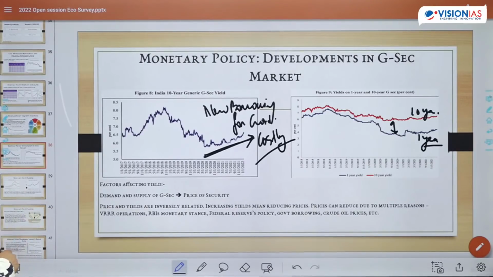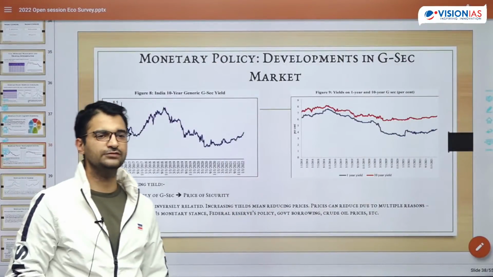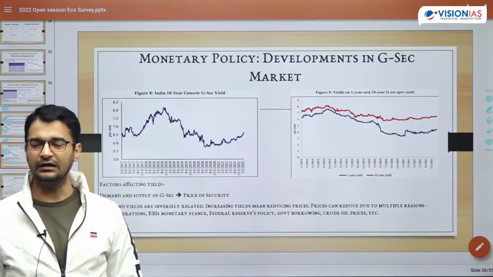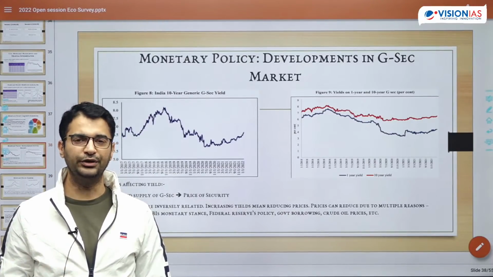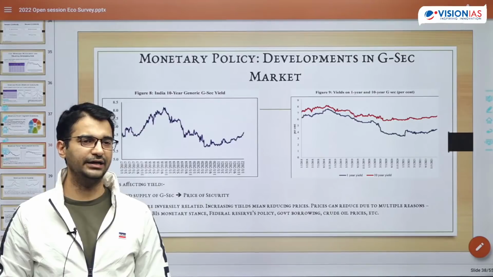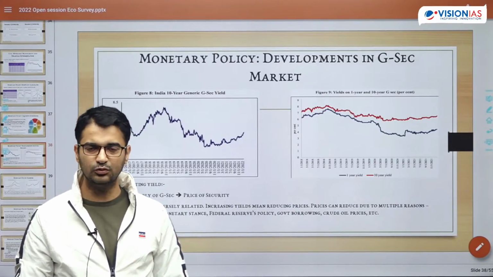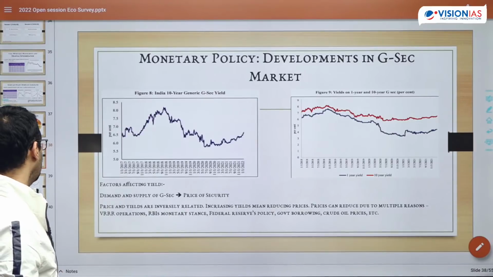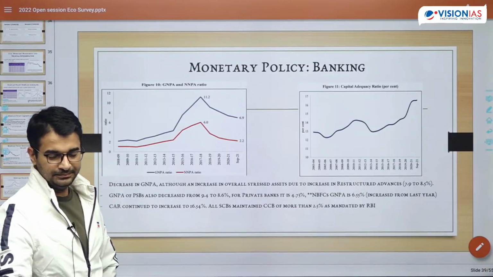Okay, next let's move on to the banking part now. So this was with respect to monetary policy, the conduct of monetary policy last year, what has been the liquidity situation, what has been monetary aggregates, what has been the situation in the government securities market. Now let's move on to the banking system.